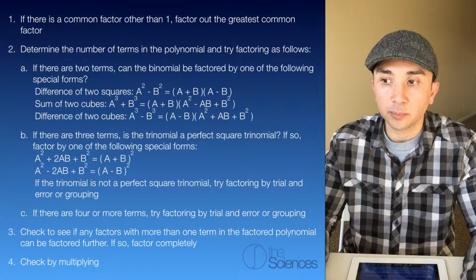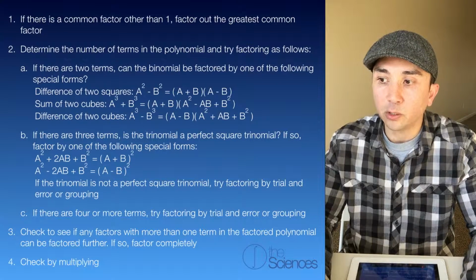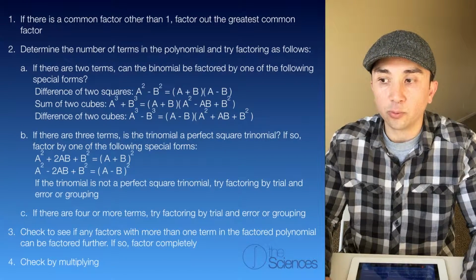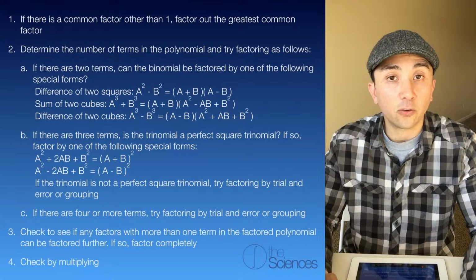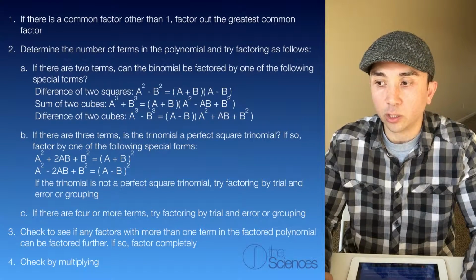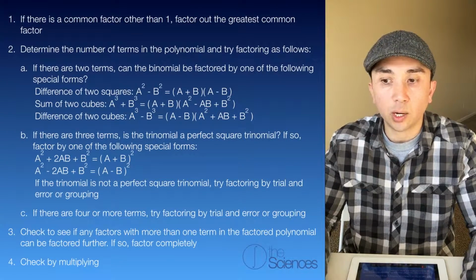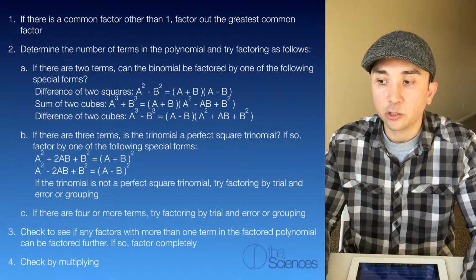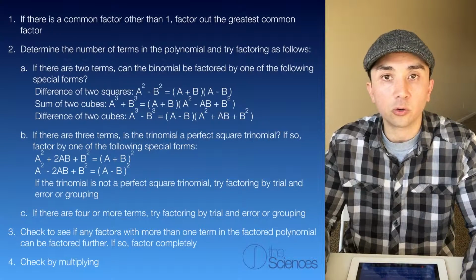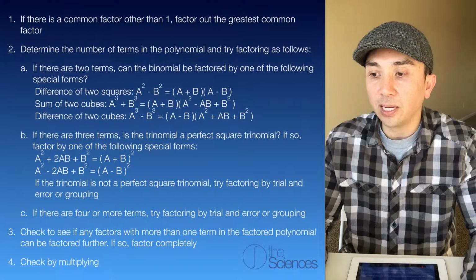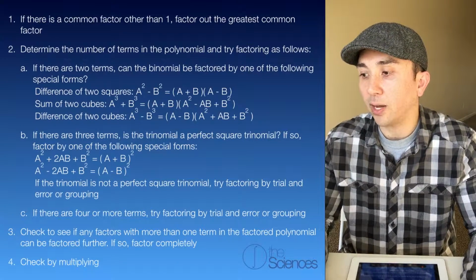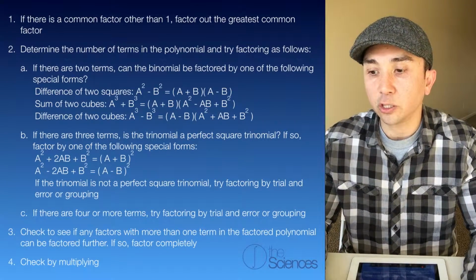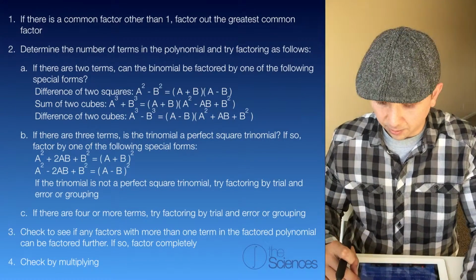Now, if there are 3 terms, is the trinomial a perfect square trinomial? And if so, factor by one of the following special forms. If the trinomial is not a perfect square trinomial, try factoring by trial and error or grouping. And if there are 4 or more terms, try factoring by trial and error or grouping. And then check to see if any factors with more than 1 term in the factored polynomial can be factored further. If so, factor completely and then check by multiplying.